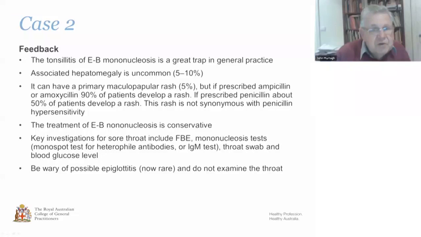Associated hepatomegaly is uncommon. Splenomegaly is more common, probably 10%. You can get a primary macular rash with glandular fever, but if you prescribe ampicillin and amoxicillin, about 20% of them will get a rash. And up to half will get it with penicillin.